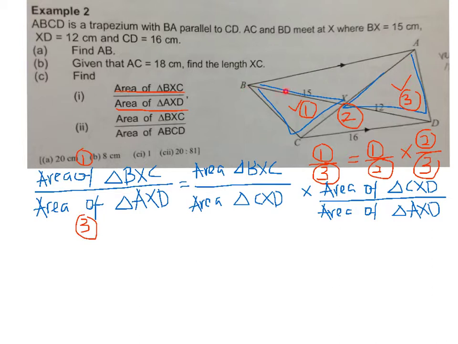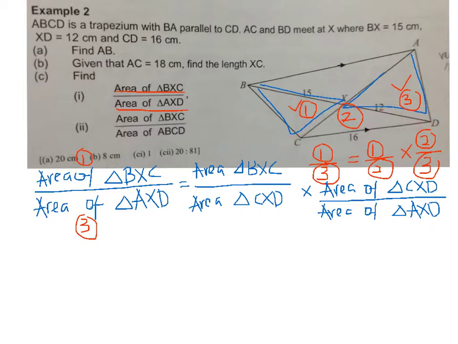Okay, if we look at BXC and we look at CXD, are these two triangles similar? Okay, think about it. There is no common angles between this triangle and this triangle. So these two triangles are not similar, so we can't use the ratio of areas of similar triangles. So the next we have learned is the common height. Does this triangle and this triangle have any common height?